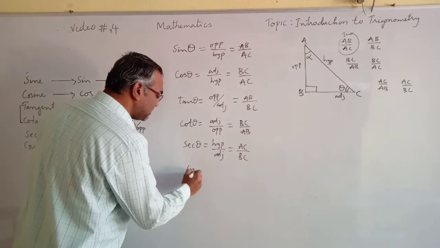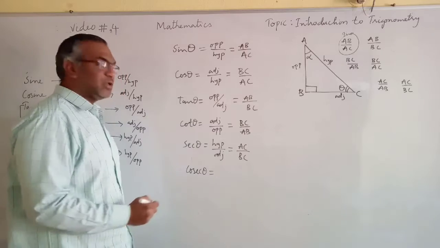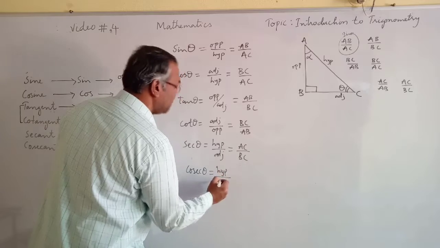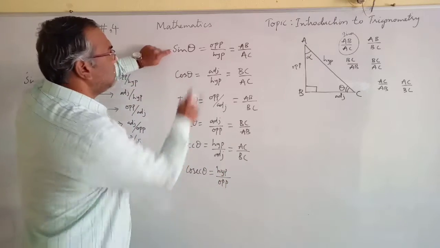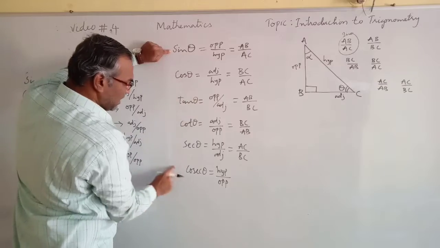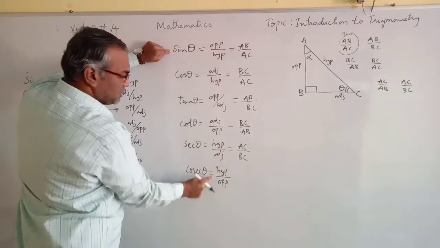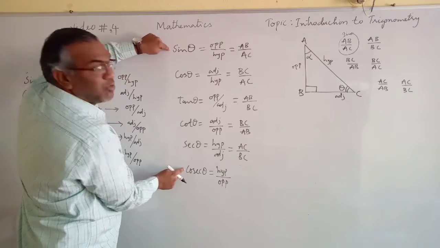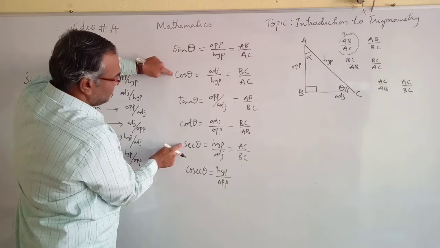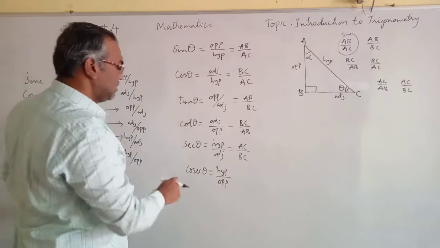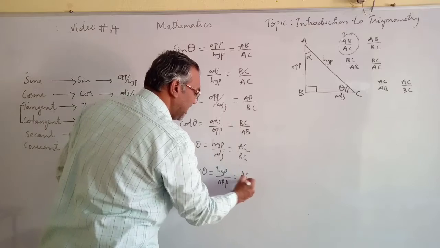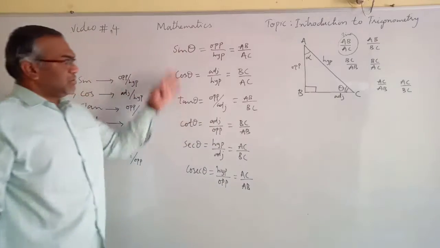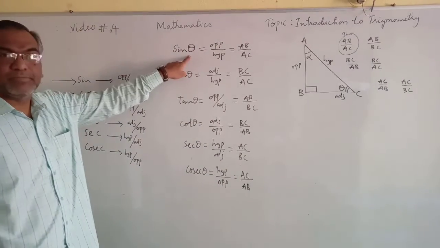Then cosec theta. Cosec is the reciprocal of sine, so it will be hypotenuse divided by opposite. Sine is opposite by hypotenuse, so cosec will be its reciprocal, hypotenuse by opposite. These are reciprocals of each other. So this will be hypotenuse AC over opposite AB. This was in case of theta.